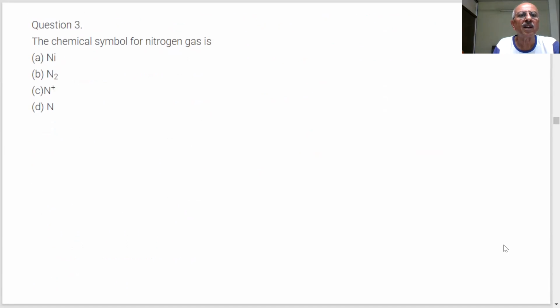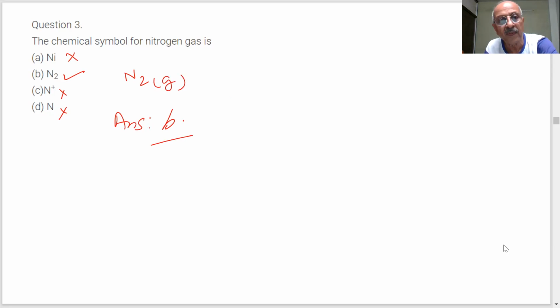Next question is coming. What will be the chemical symbol for nitrogen gas? N2. Nitrogen gas is made up of 2 atoms of nitrogen. This is N2. The correct answer is B. Nitrogen atom is not stable. It combines with another nitrogen to exist as N2. So we know about nitrogen gas, which is present in the air.